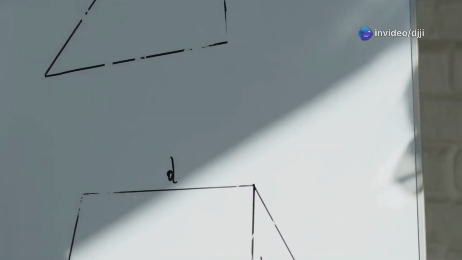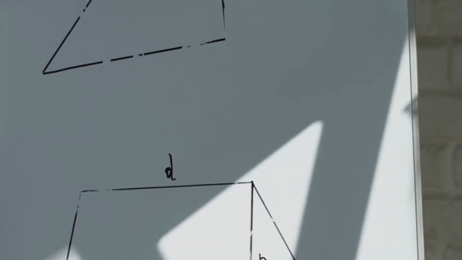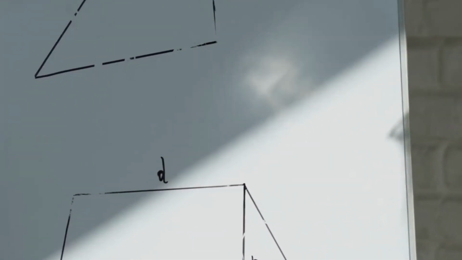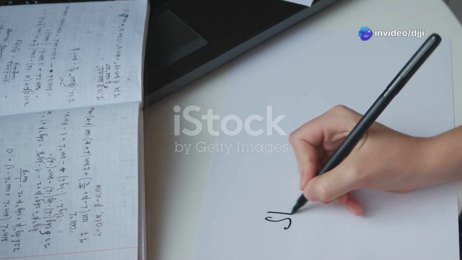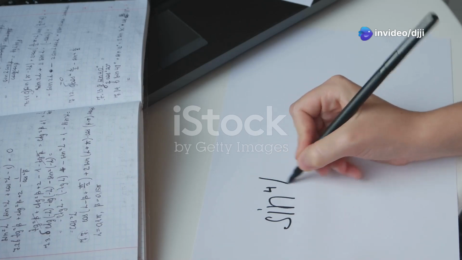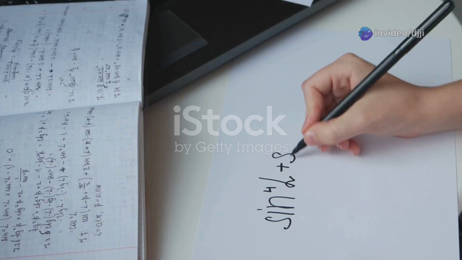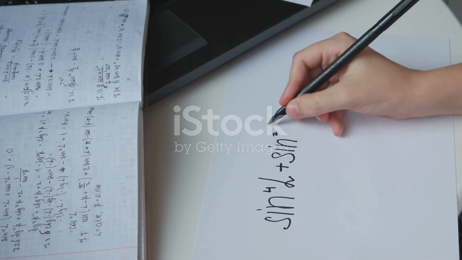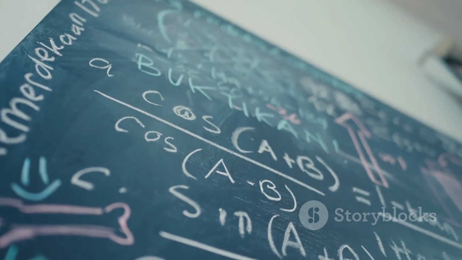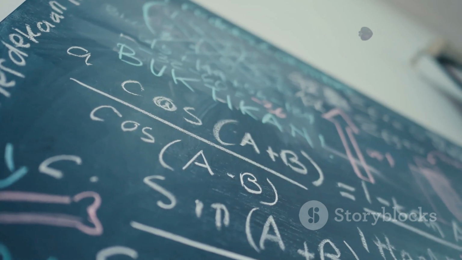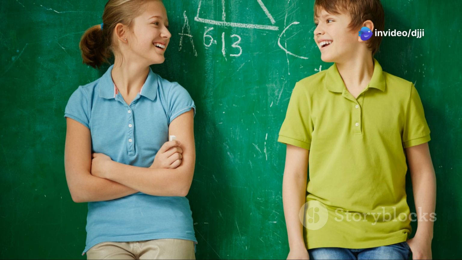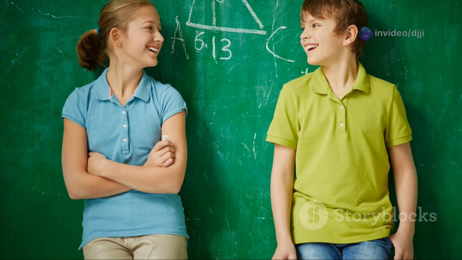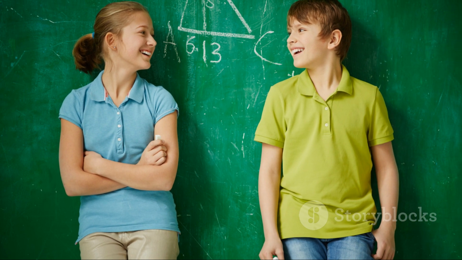30 degrees and 60 degrees. These angles are associated with the 30-60-90 right triangle, which allows us to derive the trigonometric ratios for these angles. For example, sine of 30 degrees is 1/2, cosine of 30 degrees is square root of 3 over 2, and tangent of 30 degrees is 1 over square root of 3. 45 degrees. This angle is associated with the 45-45-90 right triangle, and its sine and cosine values are equal. For example, sine of 45 degrees is cosine of 45 degrees, which is 1 over square root of 2.